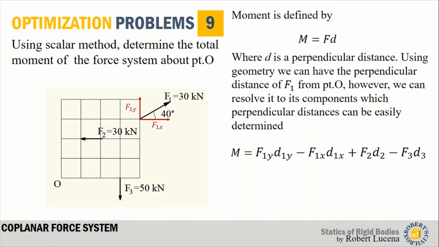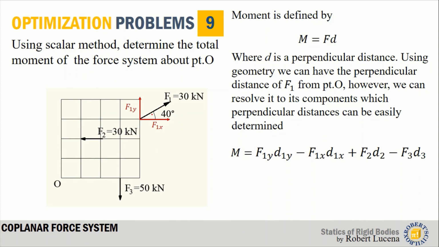So I guess it is practical for us to resolve F1 into components. Let's resolve F1 into F1x and F1y, and then we can say that the total moment acting at point O is F1y times d1y. So d1y is simply the perpendicular distance of F1y to point O. So that is 1, 2, 3, 4. So d1y will be 4. How about F1x? The perpendicular distance of F1x is 3 from point O.